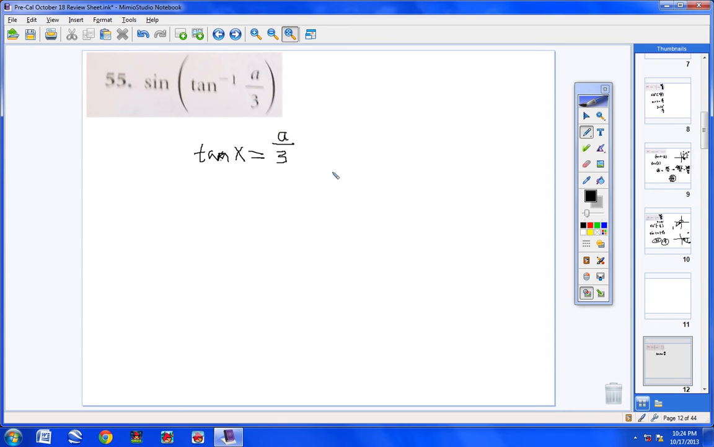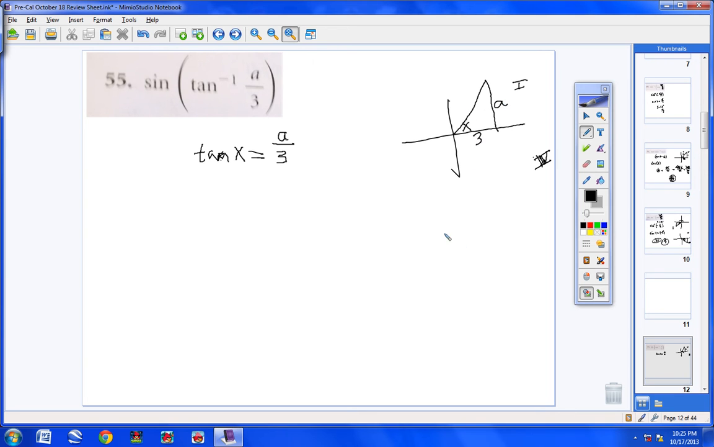All right. Now, notice that a over 3 is positive. And whenever we're using inverse tangent, by definition, we have restricted ourselves to first quadrant and fourth quadrant. And notice that a over 3 is positive, so I know I'm going to be in the first quadrant. Okay. And now here we go. X goes right here. I have no idea what x is, and I don't care. It doesn't matter. As long as I can label all three sides, I'm fine. So tangent of x is opposite a over adjacent 3.